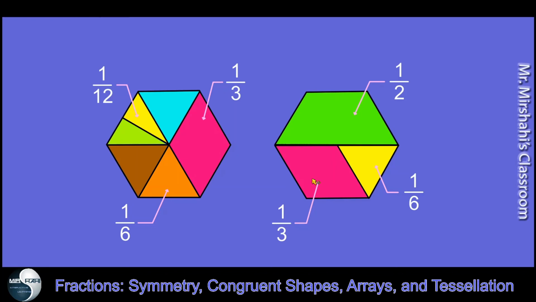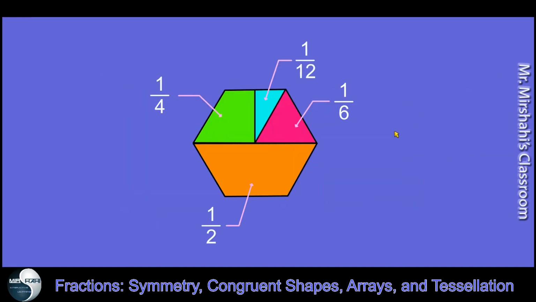The rhombus is 1/3. The trapezoid is the half. You saw that on the other page. This is 1/6. So you need to know how they look and what fraction they are. Okay, so let's go on to the next page.